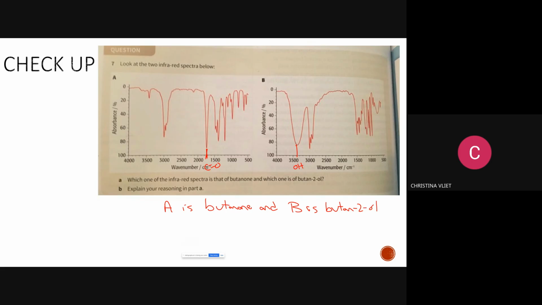Explanation. How do we explain that? It says explain your reasoning. A has a sharp peak around, what is that, 1710? Around 1710 cm minus 1. Whereas B has a broad peak around 3,300. And you can estimate. So this is just telling, hey, what's the difference in the functional group here?